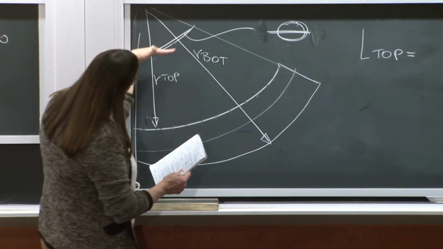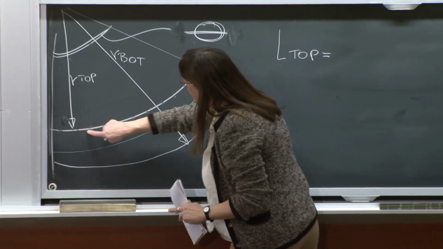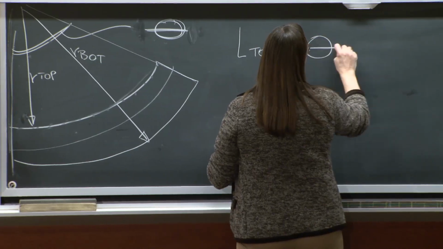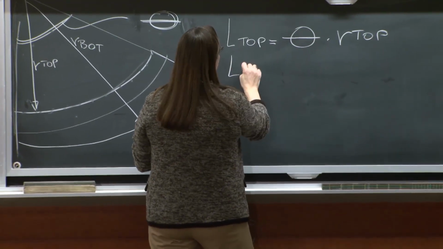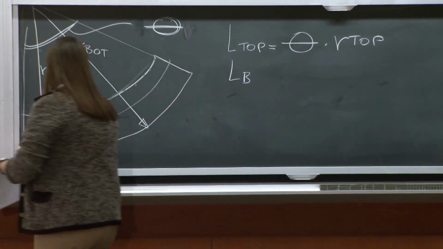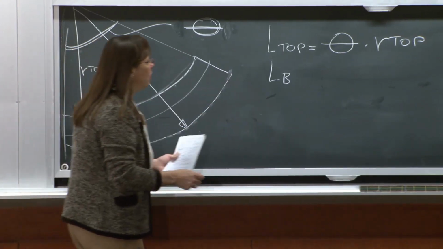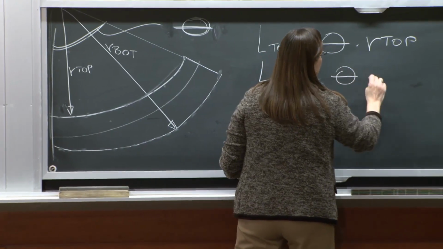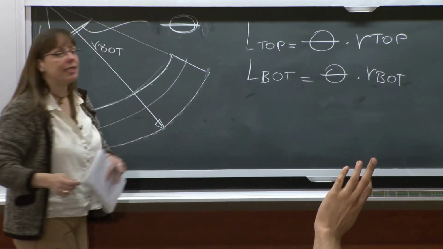So if we know the angle theta and the radius, I can find how long is the length along the top of the beam. The length at the top is going to be equal to theta times the radius at the top. The length at the bottom, if I go here with my little tape measure and see how long the bottom of the beam is, is equal to this angle theta times the radius at the bottom. They're not the same.